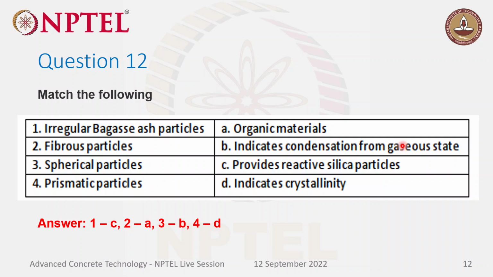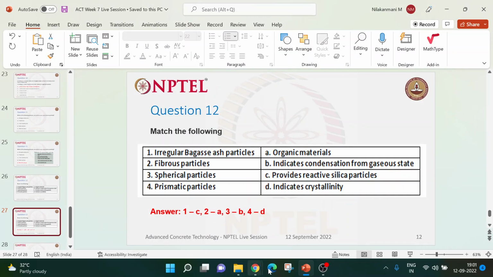So more or less, once condensation happens from the gaseous state, it will form spherical particles. And prismatic particles indicate crystallinity. More or less, crystalline particles will be prismatic in nature. So this is the answer. I hope you guys have already given the right answer.